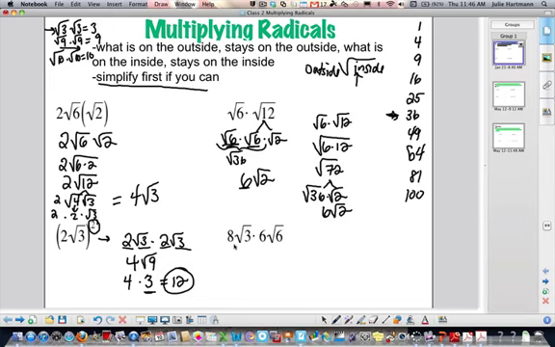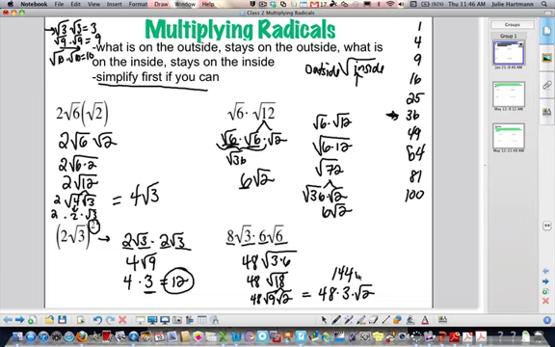All right. Next example, 8 times 6 is 48, and then root 3 times root 6, 3 times 6 is 18. All right, 18 reduces down to 9 times 2. The square root of 9 is 3, so that would be 48 times 3 times root 2. 48 times 3 is 144 root 2, and that's your answer.